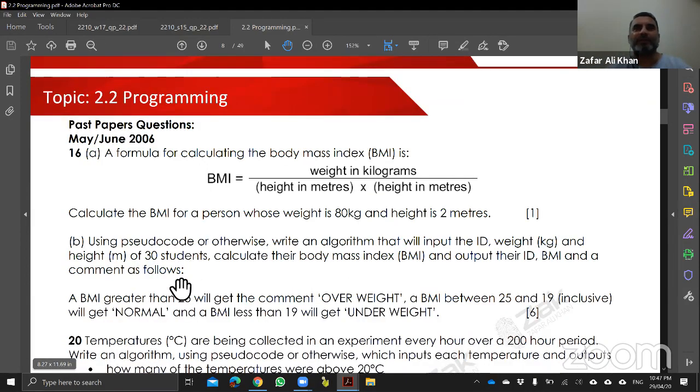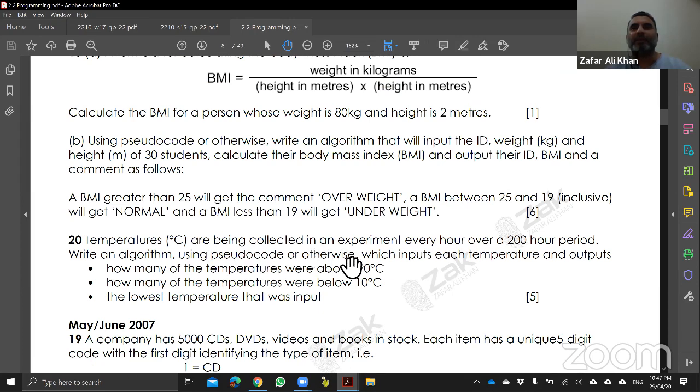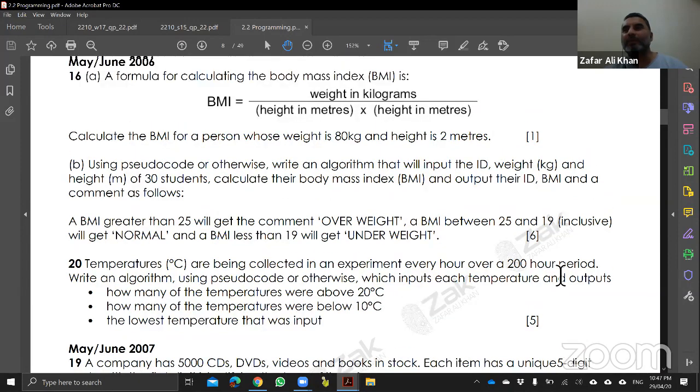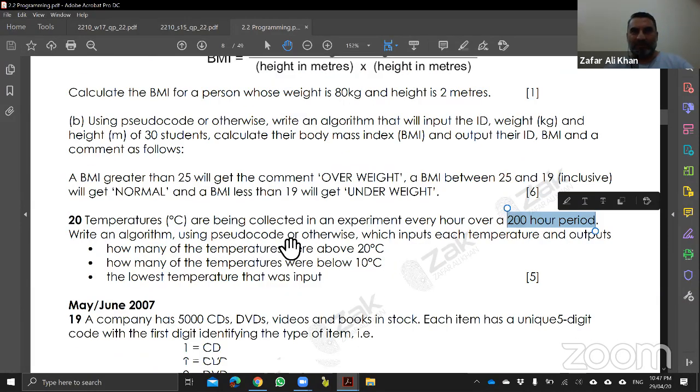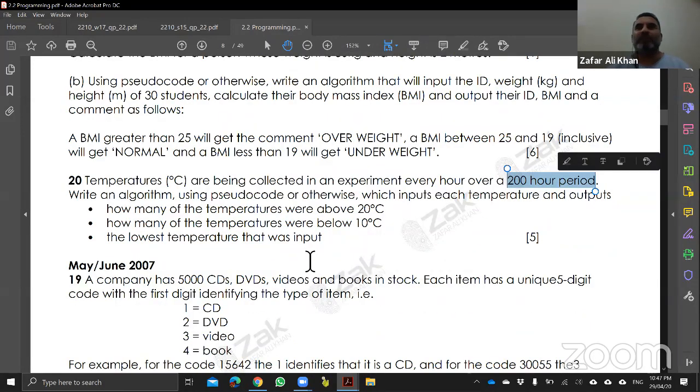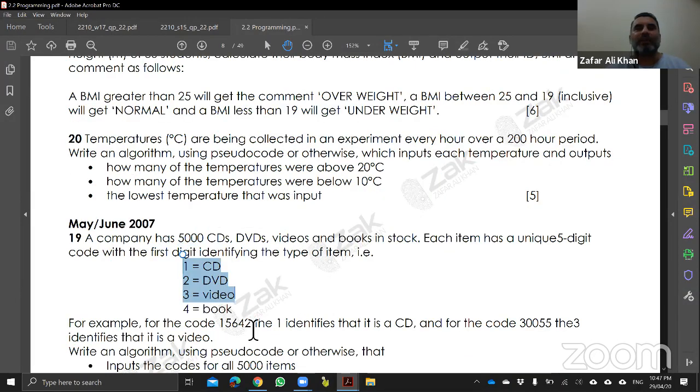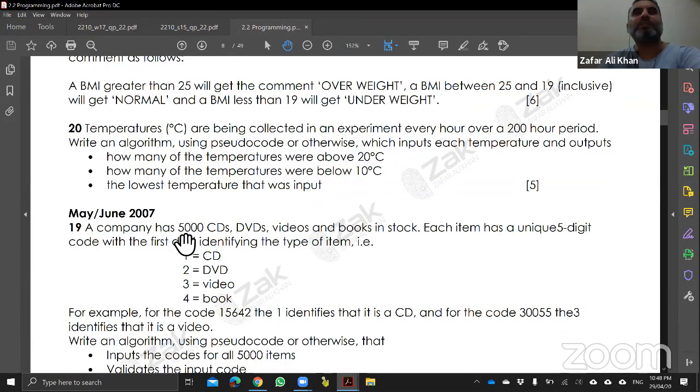See the subsequent question. It says temperatures are being collected in an experiment every hour over a 200-hour period. So this 200 tells us this is a simple for next loop. This would go on for 200 times. Next question, 2007: a company has 5,000 CDs, DVDs, and videos. This 5,000 tells us this is simple for next because this is the only number. The other numbers do not tell us how many times we have to do something. We have to go on with this loop for 5,000 times, inputting codes for all 5,000 items.